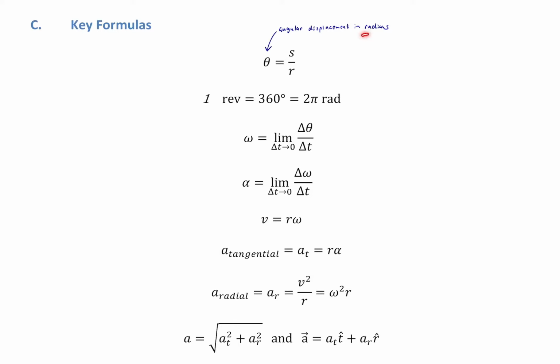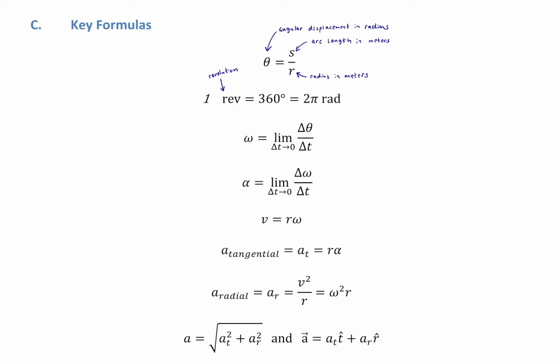But here, definitely radians. S is the arc length in meters. That's how far you've gone along that circular curve. We're only talking about circular curves here, not some other shapes like ellipses. So S is the arc length along the circle, and then R is just the radius of the circle, also in meters. Always circles.